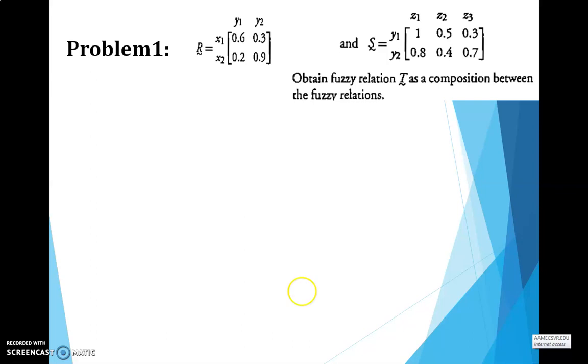We have two relations R and S. R contains the relationship between the fuzzy sets x1, x2 with y1, y2. S contains the relationship between the fuzzy sets y1, y2 with the fuzzy set z1, z2, z3. Now we are going to identify the max min composition for this R and S.